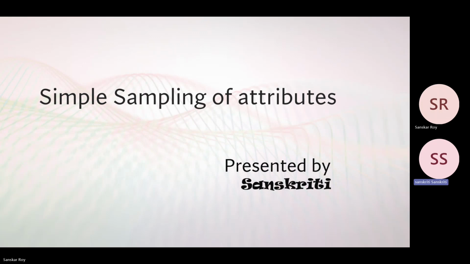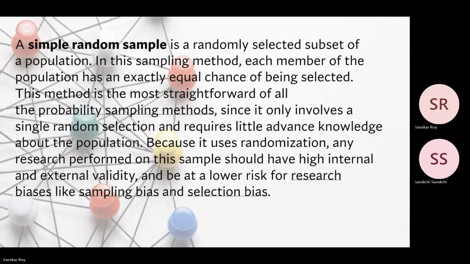So let's get into our topic. First, we are going to discuss the definition. What does it mean? A simple random sample is a randomly selected subset of a population. In this sampling method, each member of the population has an exactly equal chance of being selected. This method is the most straightforward of all the probability sampling methods.